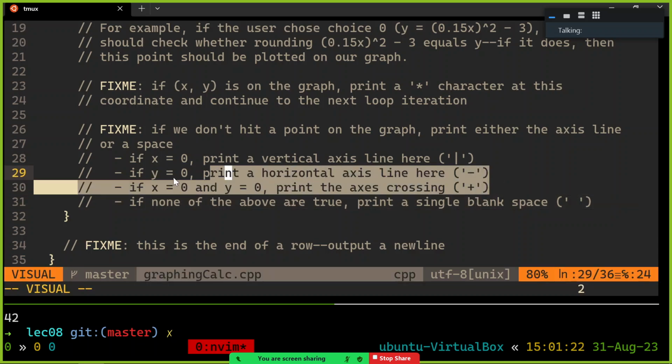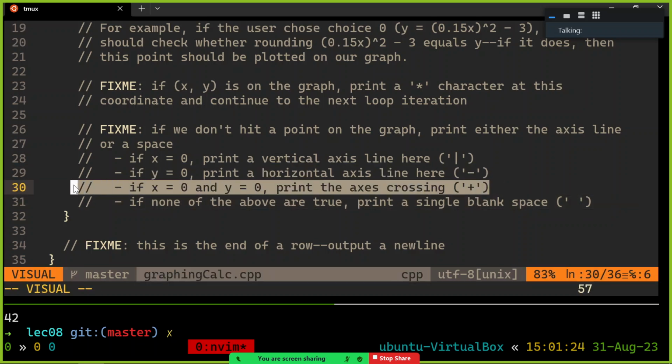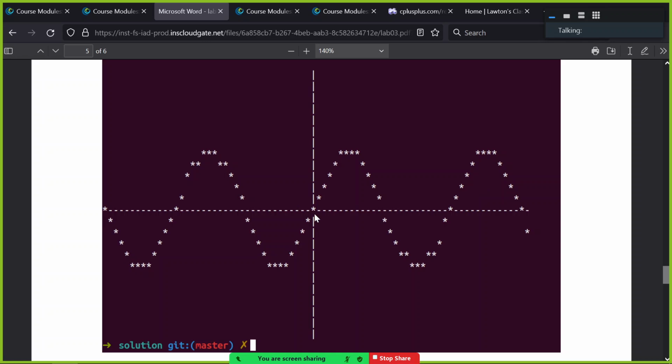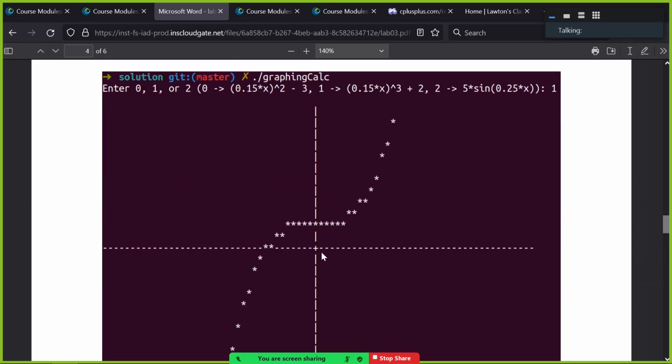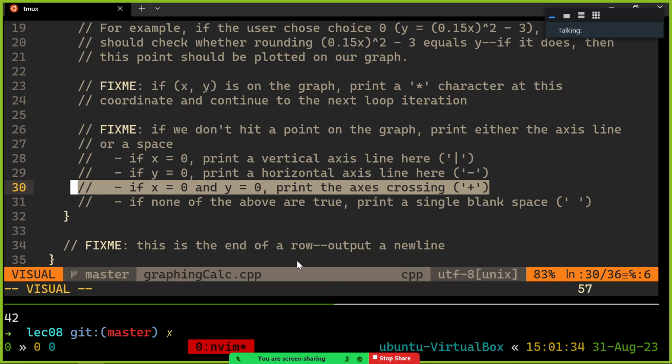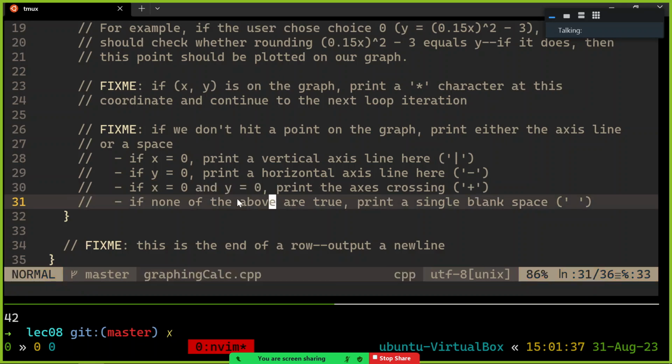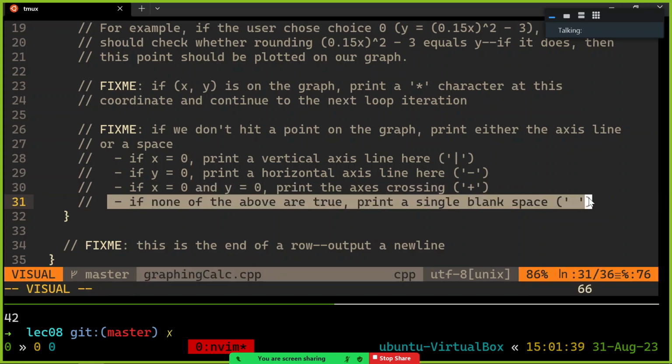If they're both 0, so you'll have to reorder these if statements. If they're both 0, you should print the axes crossing with a cute little plus sign. So this one, the graph's in the way. But for this one, you see the plus sign there. So the plus should take priority over the other axes. And then if none of that's true, it's just blank space.